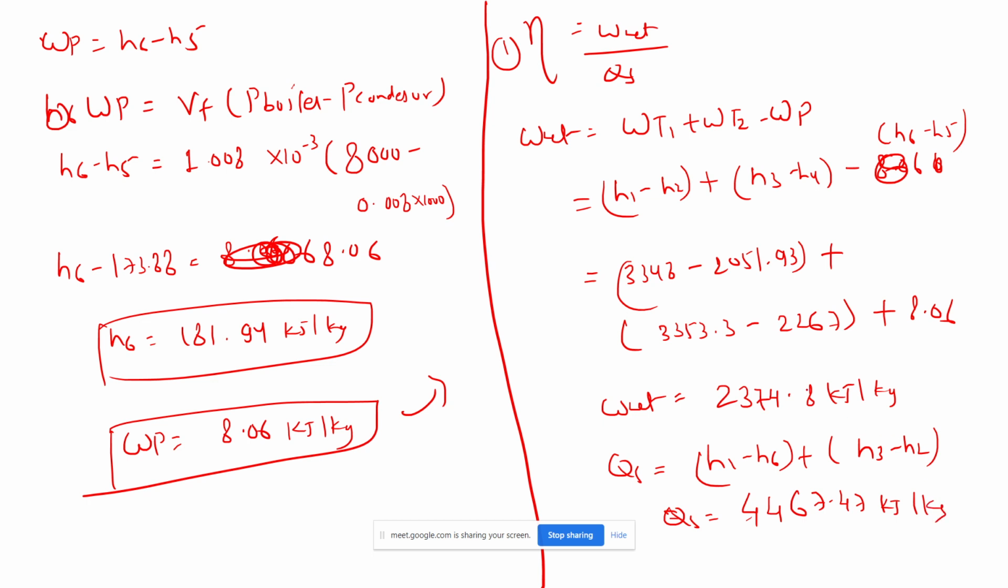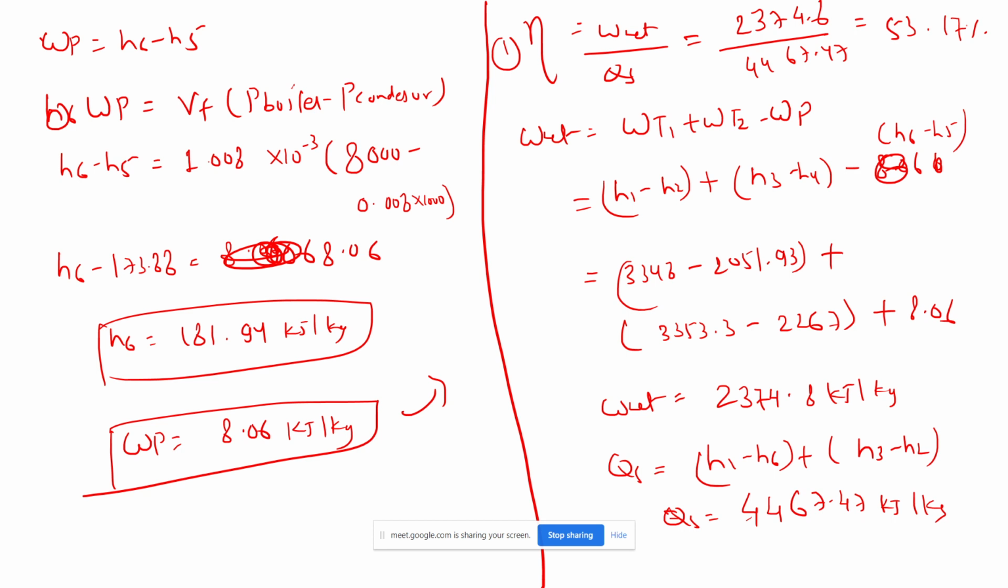Just put these values here, kilojoule per kg. Now just put these values: 2374.8 divided by 4467.47. What is the efficiency you are getting? I am getting 53.15%. Yeah, it is right. 53.17%. Any value, 53, 53.2, 53.1, all are correct.